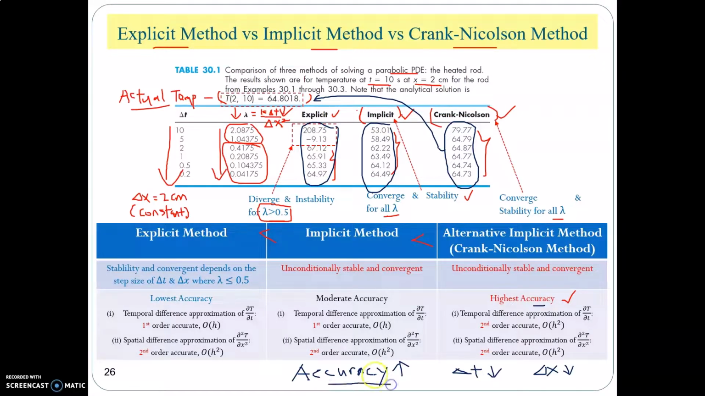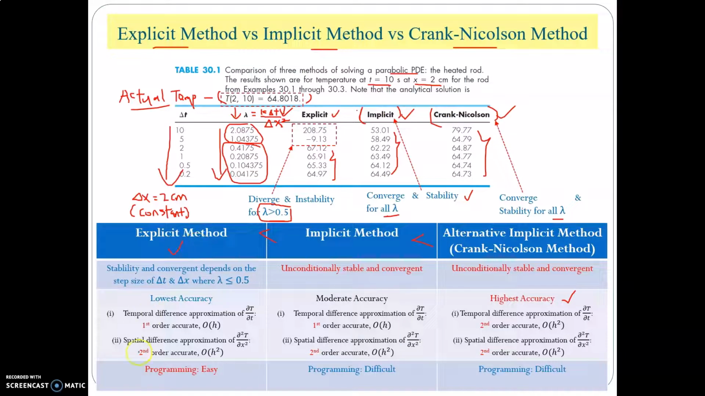In order to further increase the accuracy, we can reduce the delta t further or reduce the delta x further. The drawback of doing this is the computational time will be increased. One of the advantages of the explicit method is the programming level is easy compared to the implicit and also the Crank-Nicholson method. This is because the explicit method can explicitly calculate the answer in one formula. However, the implicit method needs the matrix and inverse method to compute the answer.